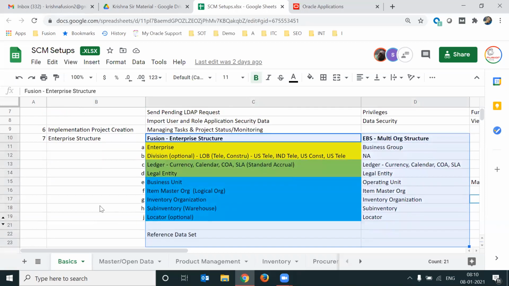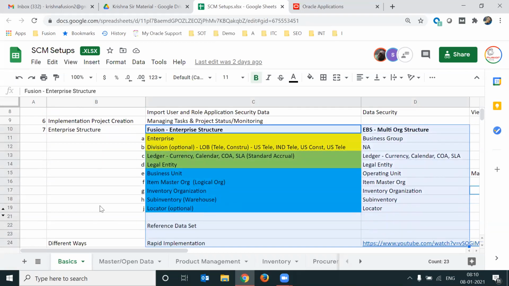Enterprise structure. Those who have EBS experience, I'm comparing the Fusion applications enterprise structure with EBS. In EBS, it is called a multi-org structure. Enterprise is equivalent to the business group, and for division there is no comparison in EBS. Ledger is the same, legal entity is the same, but operating unit has been replaced with business unit in Fusion. There is no difference in the item master organization, inventory organization, subinventory, and locator.